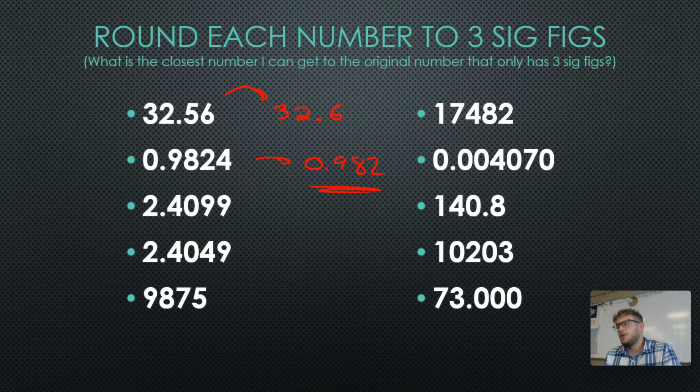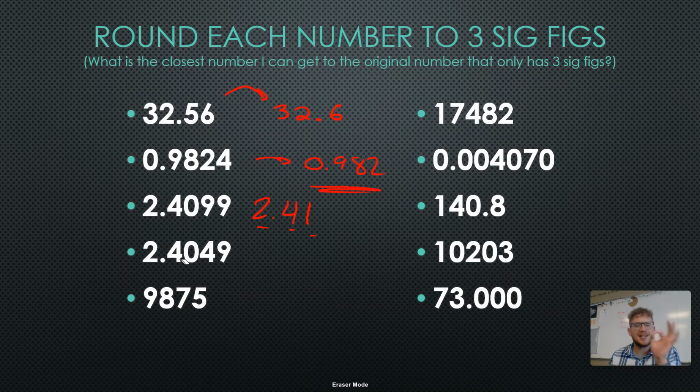Well, what about this next one? 2.4099. That number's got 5 sig figs, so we need to round it to 3 sig figs. What's the closest number to this one? It would be 2.4, then what? Well, I can only add one more number. What number would it be? It could either be 0, or because that's a 9, that can bump up that 0. And so it'd be 2.41. So the closest number I can get to 2.4099 is actually 2.41, and that's got 3 sig figs in it, which is what I want.